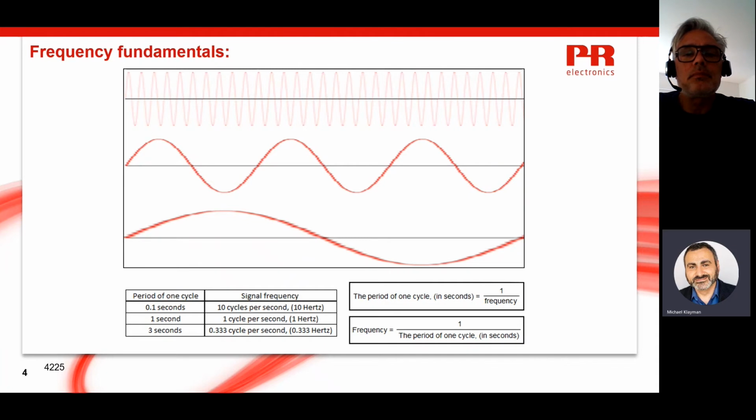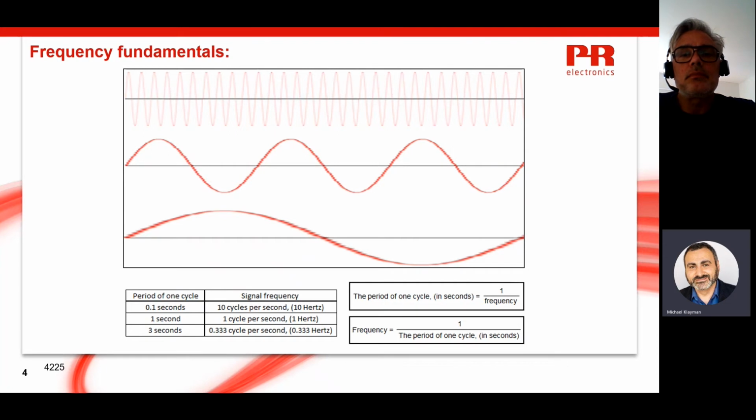Now, another name for cycle per second is hertz. So this signal is changing at a frequency of 1 hertz. At the top is an example of a higher frequency signal. Each cycle has a period of only 1/10 of a second. So this signal changes at a frequency of 10 cycles per second, or 10 hertz.